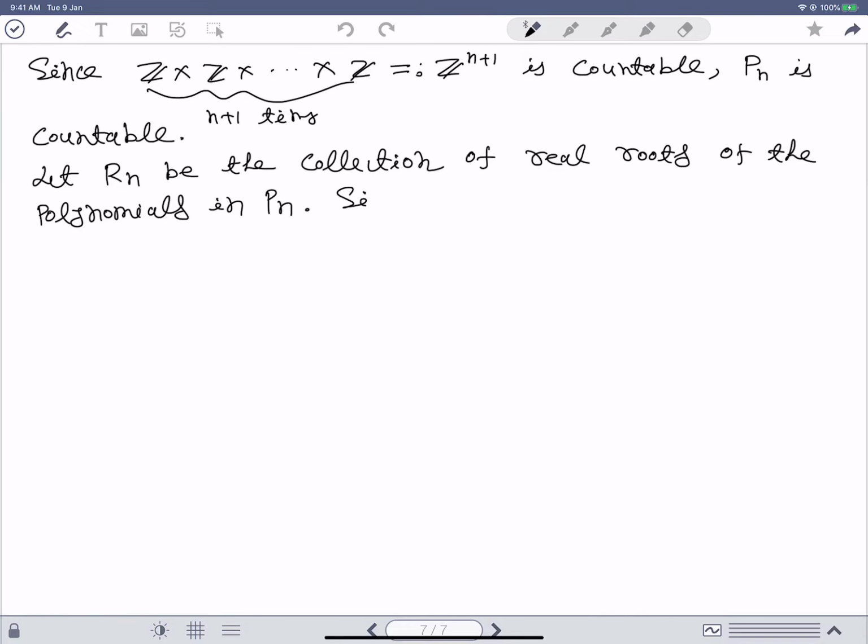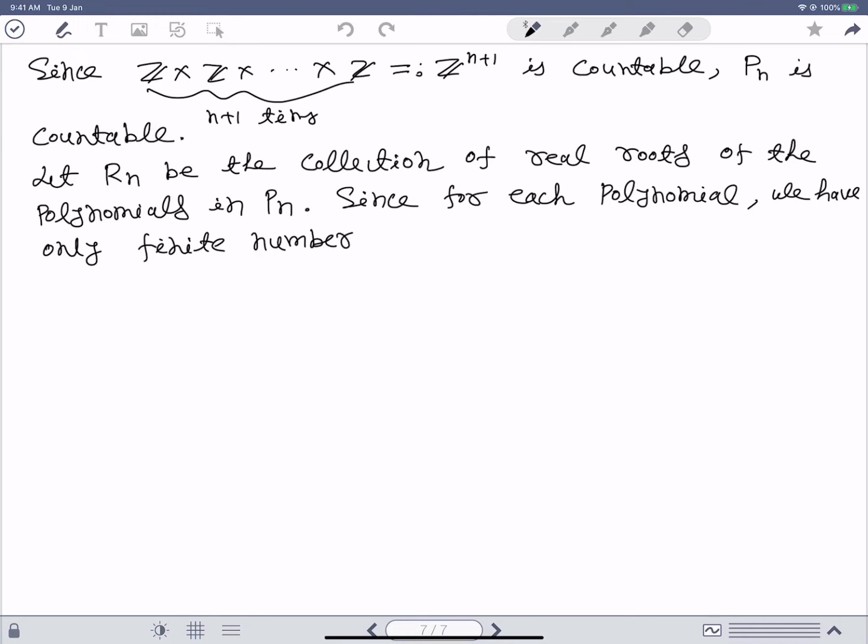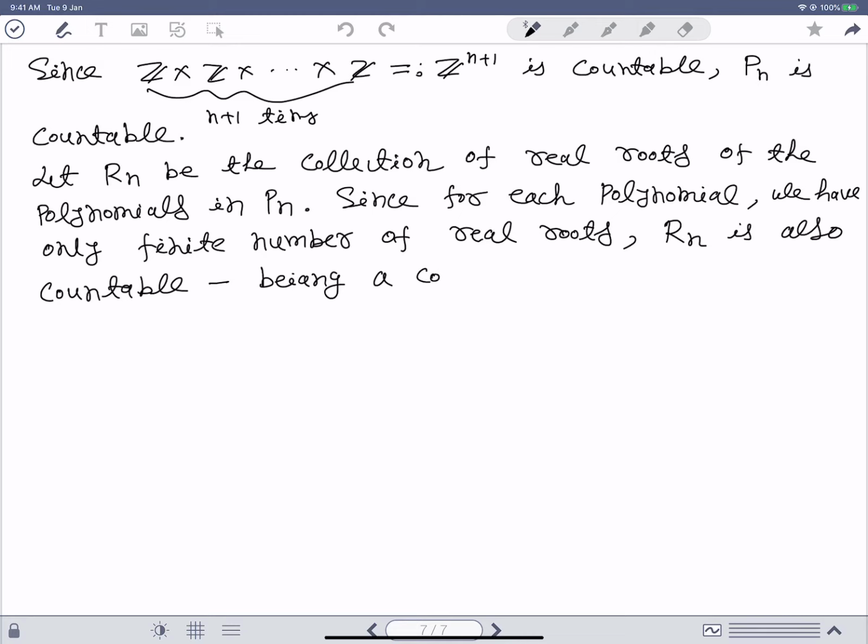Okay. So now we can write that, since for each polynomial we have only a finite number of real roots, Rn is also countable. Why is it countable? We can write here, being a countable union of finite sets. Is it clear? Okay, I can explain a little bit.